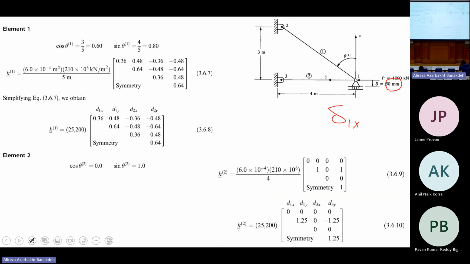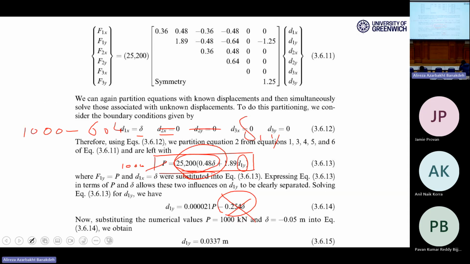Oh, sorry. Yeah, delta is negative. Delta is minus 50 because it's negative, in the opposite of the x direction. Yeah, that's true. Thanks. So you should put minus 50, and it goes to the left-hand side and will be added to the 1,000.